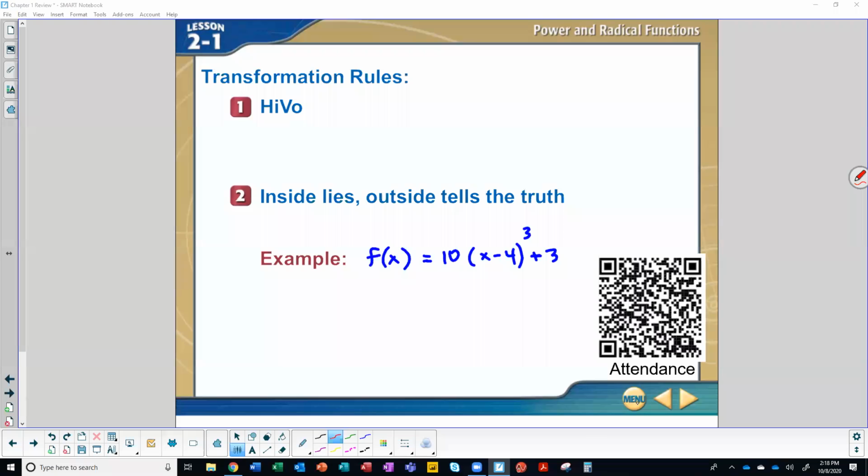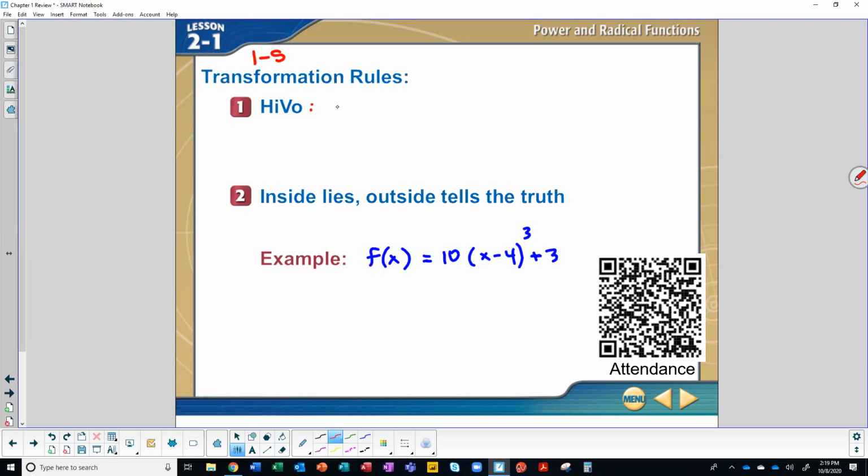Now let's take a look at lesson 1.5 stuff. So lesson 1.5 was all about transformations. And I gave you 2 rules. The first rule I used an acronym, HIVO. Just a reminder what an acronym is. If I said NYC, what's the first thing that comes to your mind? New York City. That's right, it's an acronym, New York City. That's what this is, an acronym.